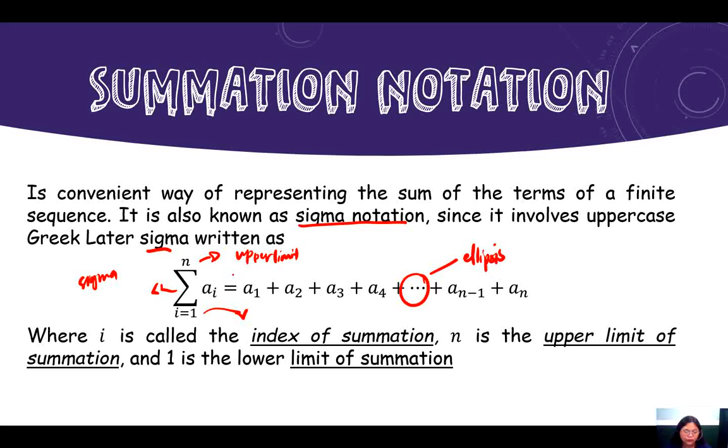For example, if our n is 4, it means that the starting point is 1 plus 2 plus 3 plus 4. Why 4? Because n is equal to 4. So our limit is 4. Again, in other words, to remember it faster, i is the starting point and n is the end point.